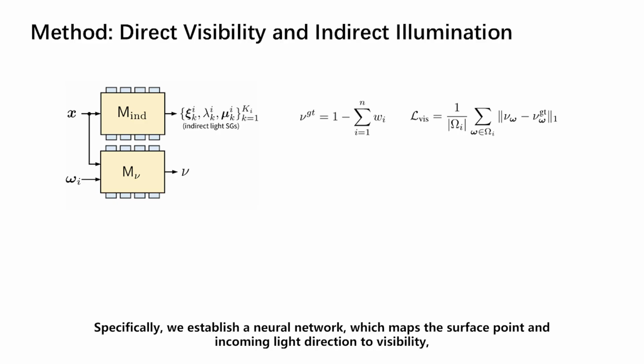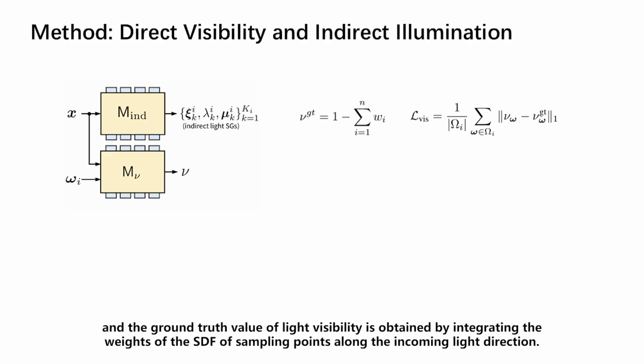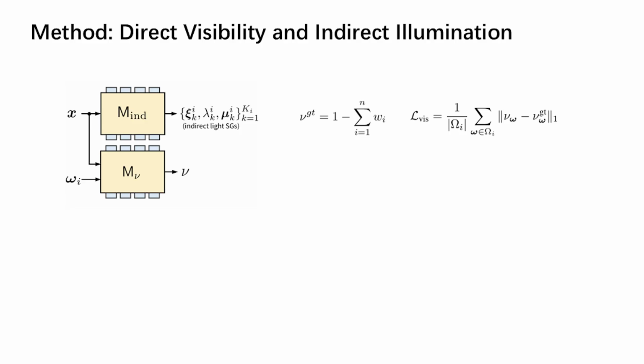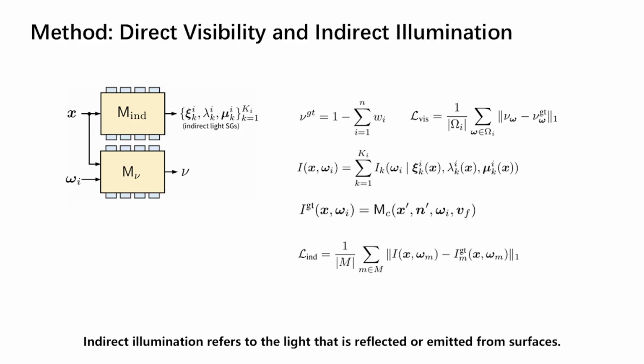Specifically, we establish a neural network, which maps the surface point and incoming light direction to visibility, and the ground truth value of light visibility is obtained by integrating the weights of the SDF of sampling points along the incoming light direction. Indirect illumination refers to the light that is reflected or emitted from surfaces.